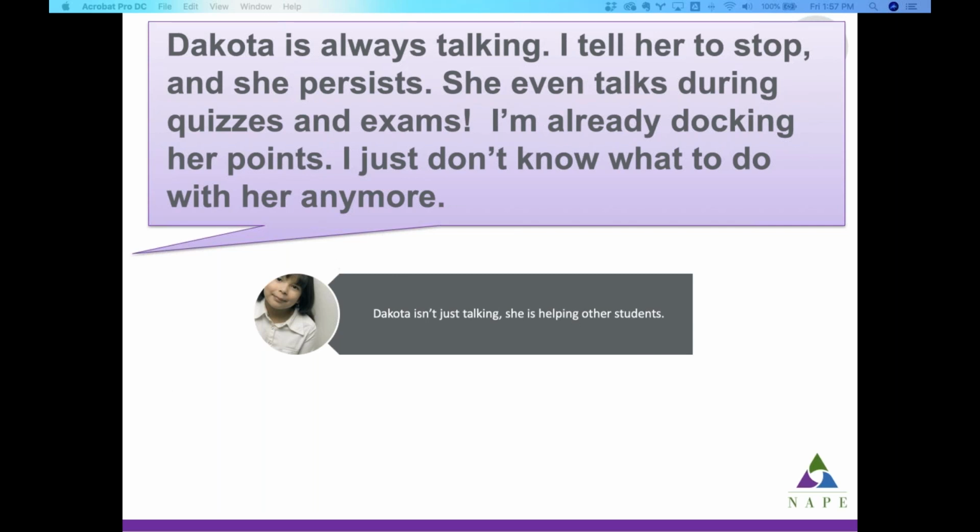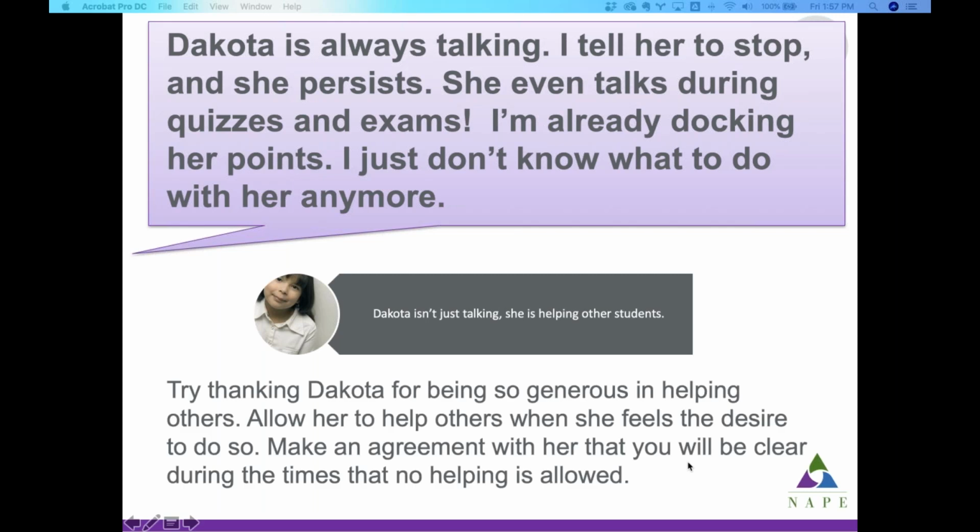And so the suggested response here is to first thank Dakota. Right? She's being really generous, helping others. And allow her to help others when she feels the desire to do so. However, make an agreement with her that you'll be clear during the times that no helping is allowed. Because she's sharing, that's a collectivist cultural value, and she's helping and serving. And so those are great assets to the classroom. But for sure, there are times like during tests where we don't want to share.